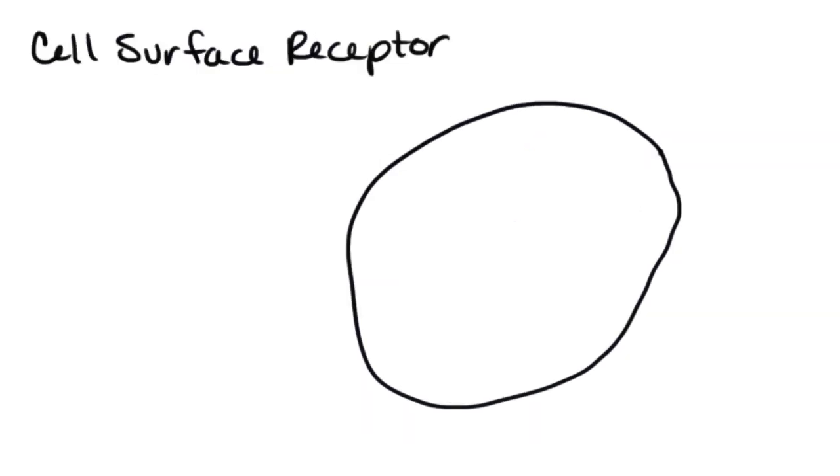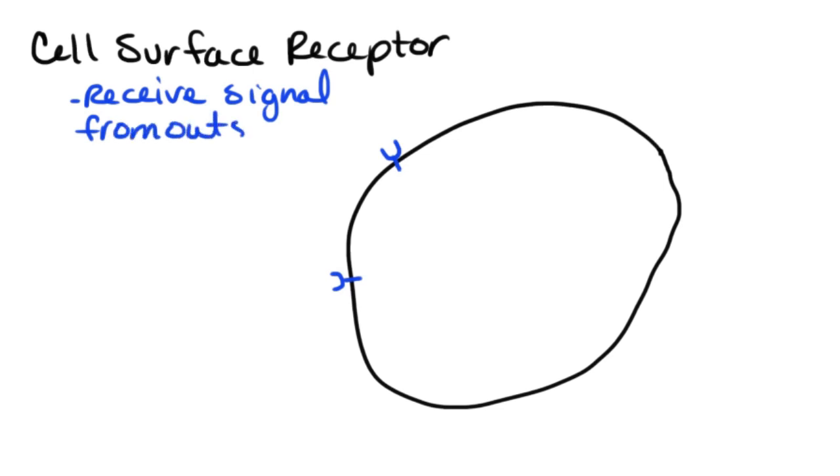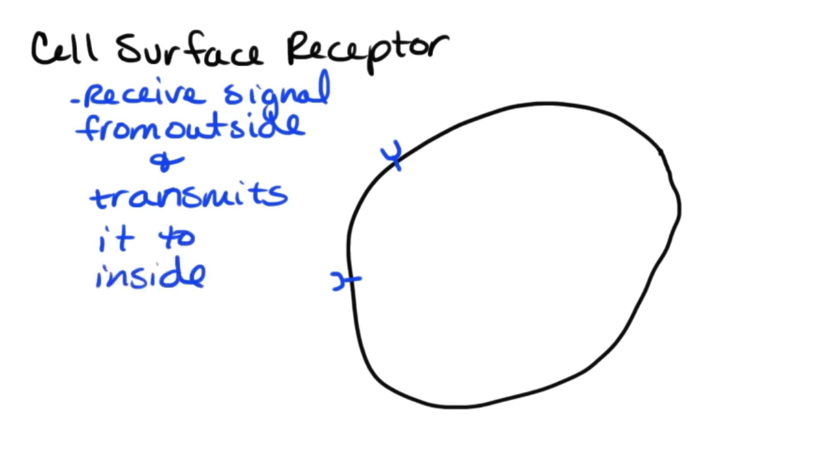The other type of receptor that we have is the cell surface receptor. So just like this sounds, this is going to be something that actually is located at the surface of the cell, and its job is to receive a signal from outside. So it receives the signal from outside, and then it transmits that to the inside. So in other words, we're going to tell the inside of the cell what's happening on the outside of the cell. We convert an external signal into an internal signal, is just another way to phrase it.